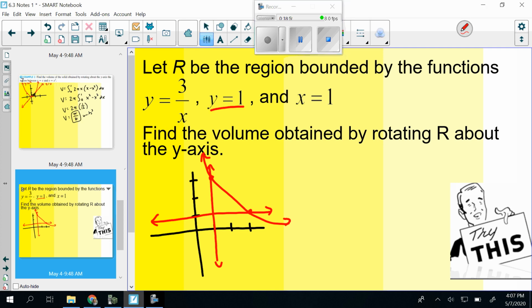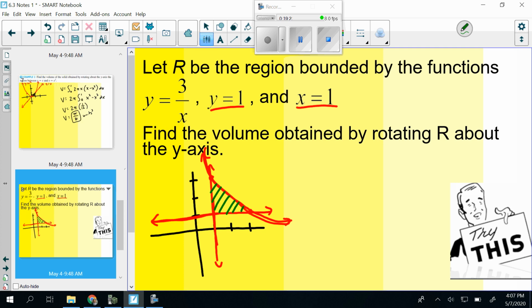All right, let's see if your graph looks right here. Y equals 1, that's the horizontal line just going through 1. X equals 1, that's a vertical line going through 1. And then this y equals 3 over x, you should have gotten a line that curves down from the top and bottom here. So the area in between, we're looking right here. So hopefully you got that when you graphed it out.